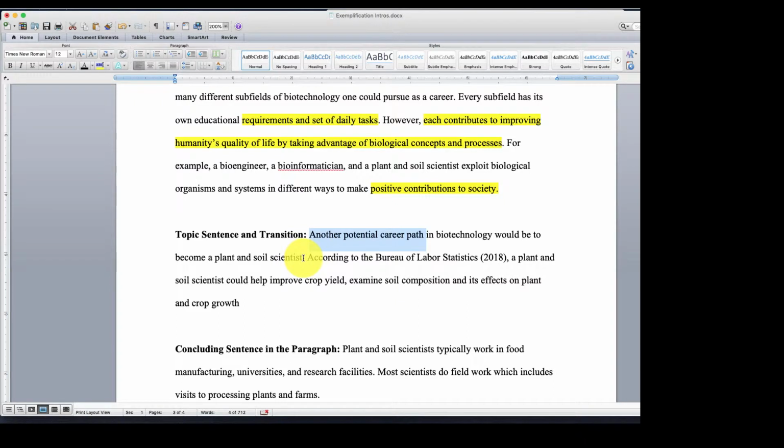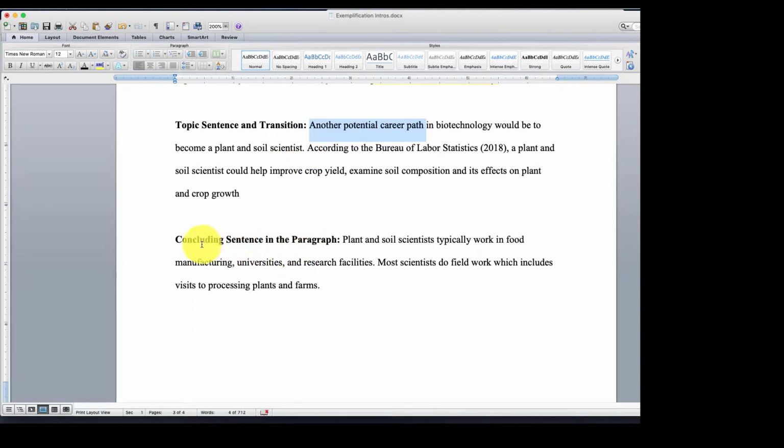All right, so that's your introduction. The rest of the paragraph is about that. And you'll see the concluding sentence in the paragraph. Plant and soil scientists typically work in food manufacturing, universities, and research facilities. Most scientists do field work, which includes visits to processing plants and farms. So this just kind of is a concluding sentence that ties up all of the loose ends. There is no transition because it is the last paragraph of the paper before the conclusion.